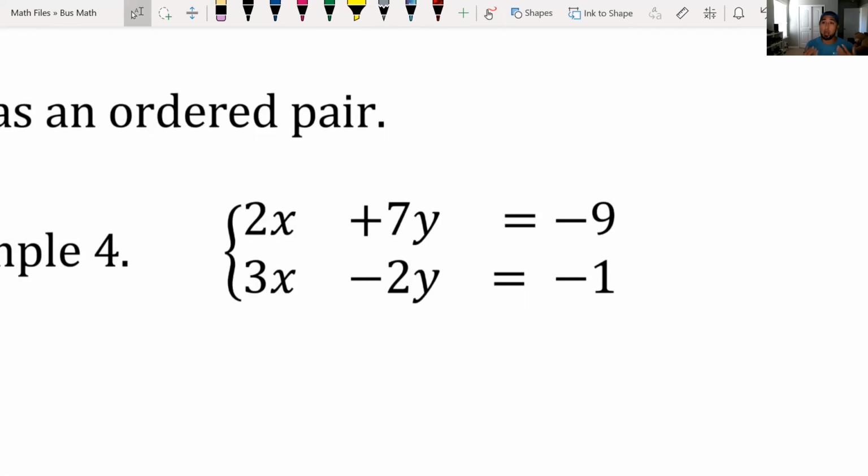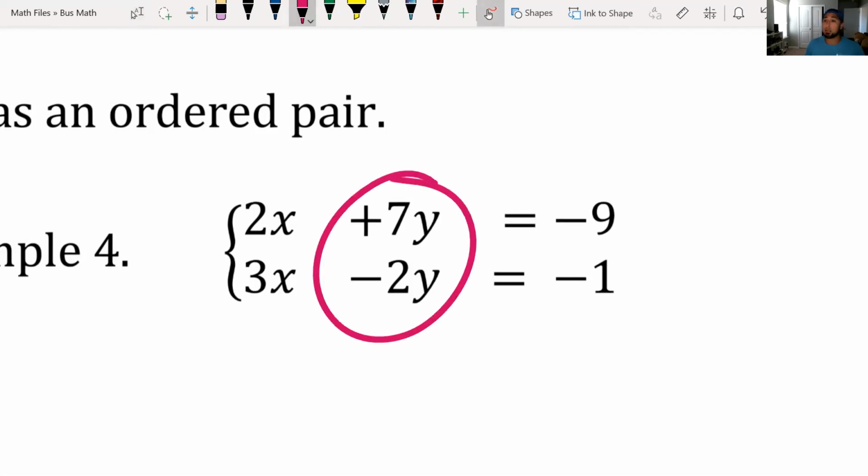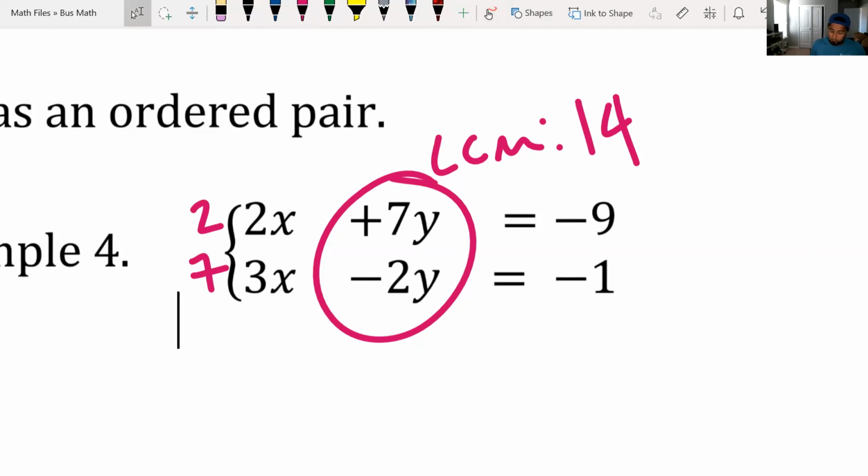I'm going to choose to get rid of y. And the only reason being is because I have a positive y and a negative y already. So I do not have to multiply by a negative like I did on the other example. All right, which means that before we begin, look at 7 and 2 and think of their least common multiple. 7 and 2 have a least common multiple of 14. So this means that I get to multiply the first equation by 2, and I get to multiply the second equation by 7.